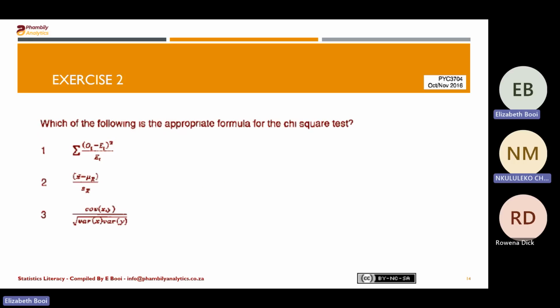Which one of the following is the appropriate formula for the chi-square test? Is it number 1, number 2, or number 3? It is number 1. The first one is the chi-square formula; the second is for 1 sample; the third one is to calculate the coefficient of correlation R.